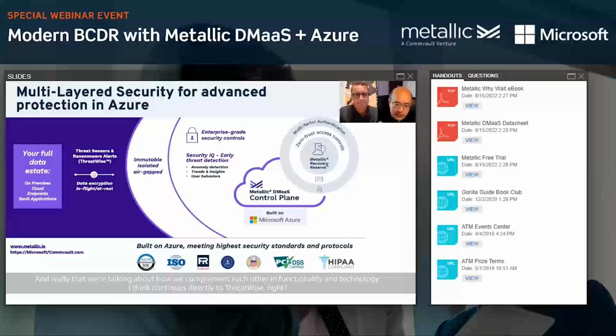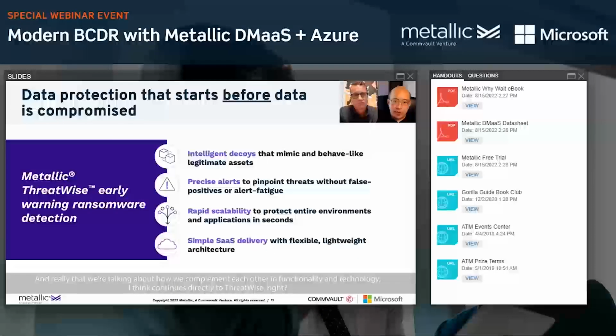And really, we're talking about how we complement each other in functionality and technology, which I think continues directly to ThreatWise, right? ThreatWise being our latest innovation in security, which provides not only early ransomware detection, but also some obfuscation and protection of your assets. When you're talking about security breaches, and I hate to talk about security breaches, but we kind of have to in this day and age, there is some magic time between the time that you have a breach in your security environment, your domain, and the time that you detect and mitigate that breach, right?